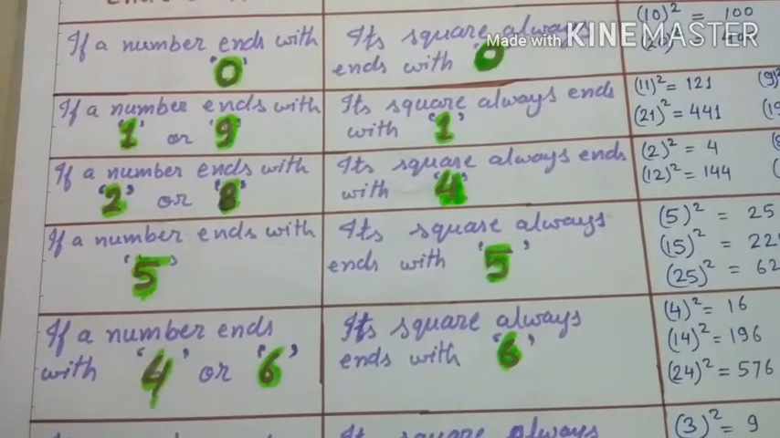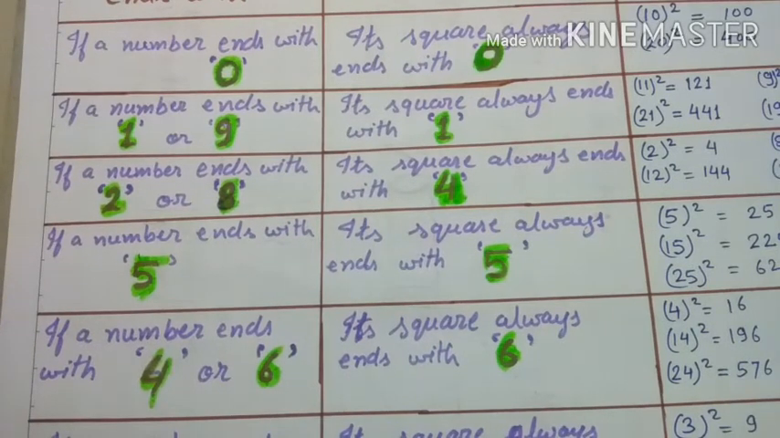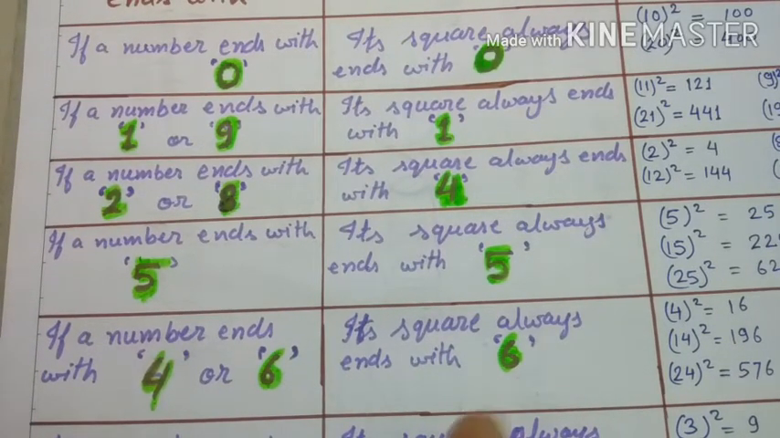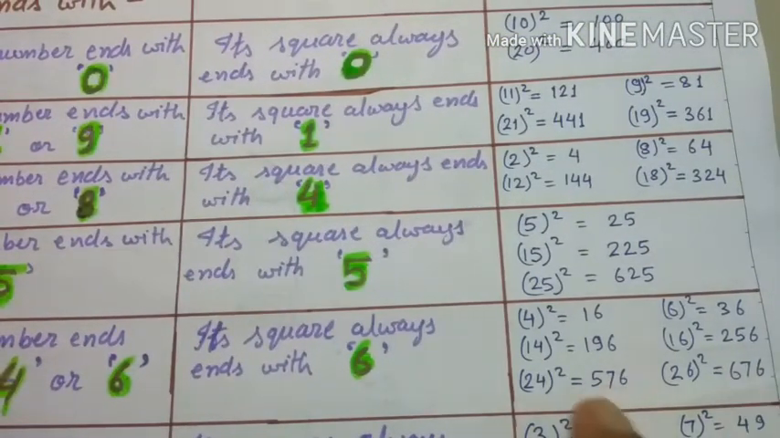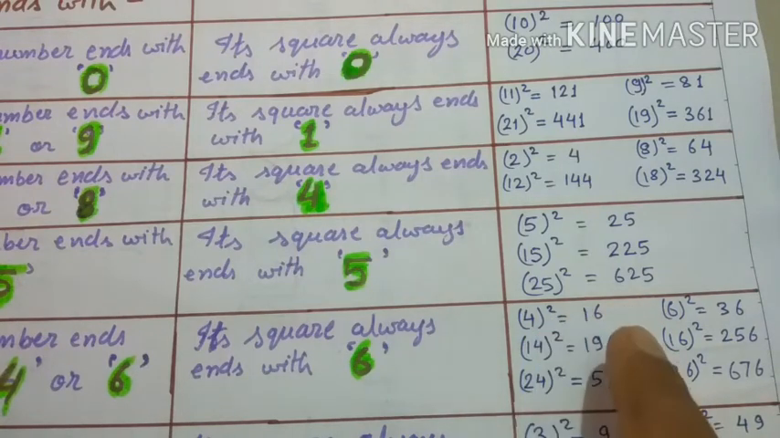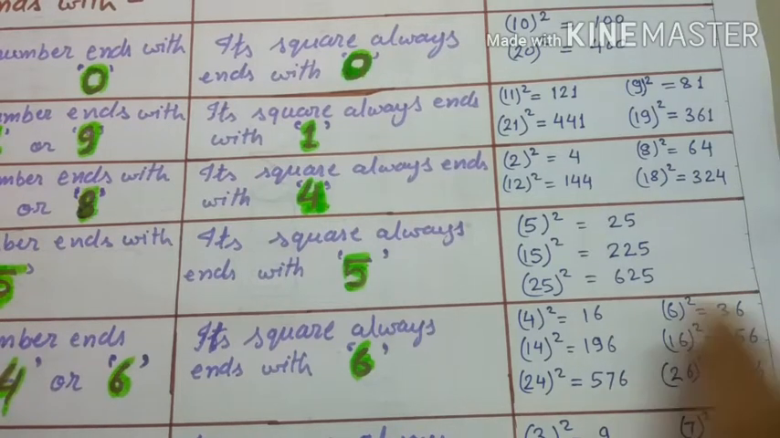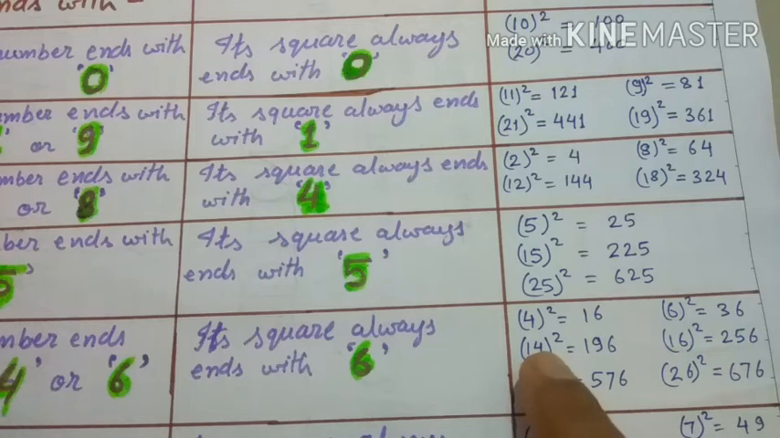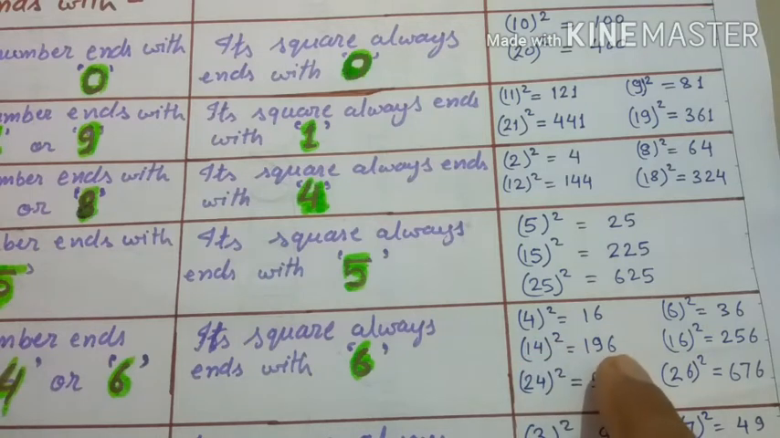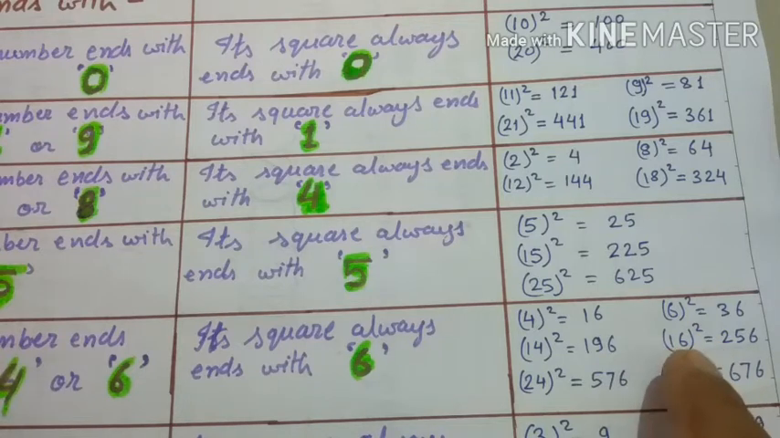Now the next one is, if the number ends with 4 or 6, its square always ends with 6. These are the examples. The square of 4 is 16, which ends with 6. The square of 6 is 36, which ends with 6. The square of 14, which ends with 4, is 196, and its square ends with 6. The square of 16, which ends with 6, is 256, and it also ends with 6.